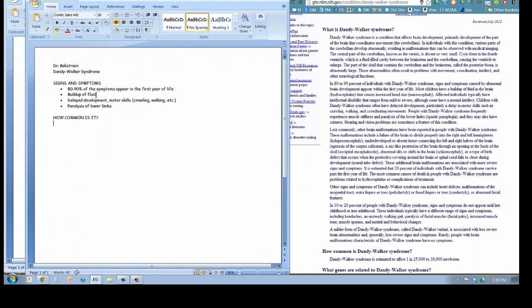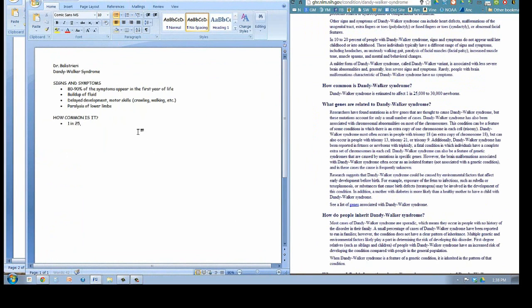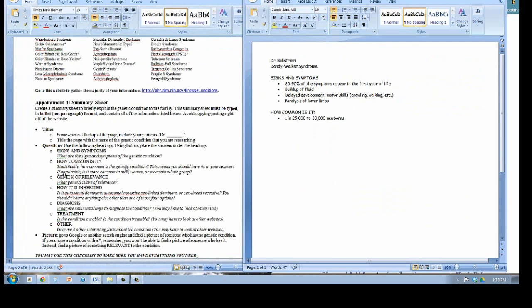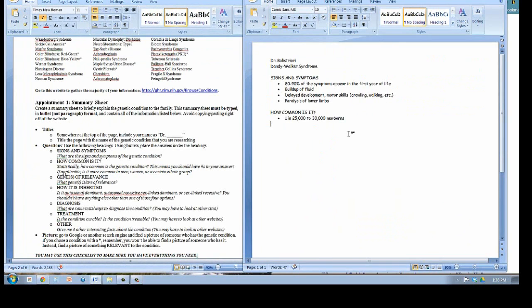Bullet. How common is it? This should be a statistic. 1 in 25,000 to 30,000 newborns. If you are able to find if it affects men more than women or a certain ethnic group, include that as well. Genes of relevance.